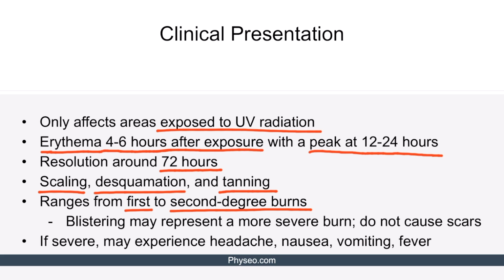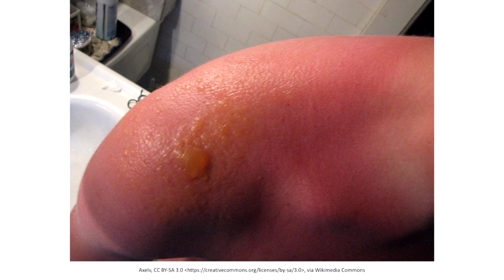And interestingly, in addition to those blisters, patients with severe sunburns can also experience systemic symptoms, such as a headache, nausea, vomiting, and fever. So those symptoms alone would make you think, it's a pretty severe sunburn, so probably second degree. Now in this image, there's a clinical picture of a more severe sunburn with blistering, and you can see an area of well-demarcated erythema on the shoulder.